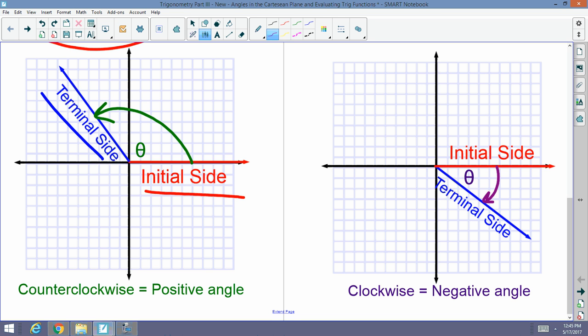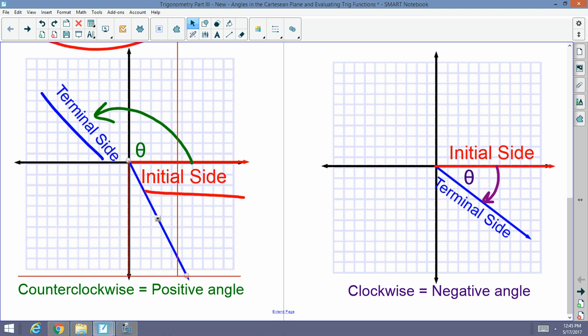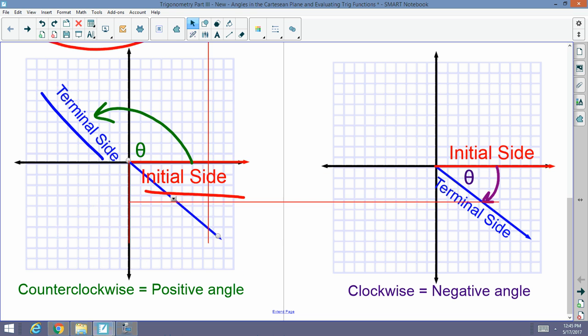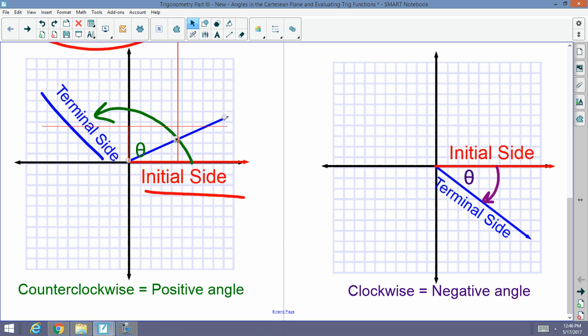Angles can go round and round as well. Let's say this angle didn't want to stop there. Let's say it just wanted to keep going. This is similar to what's happening in your engines. As the crankshaft turns, it's making the pistons go up and down. And it can go faster or slower. But where it ends is the terminal side. You with me there, guys? That's how an angle is formed. Questions, comments, concerns?